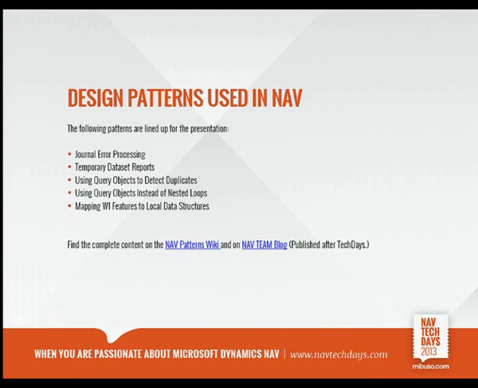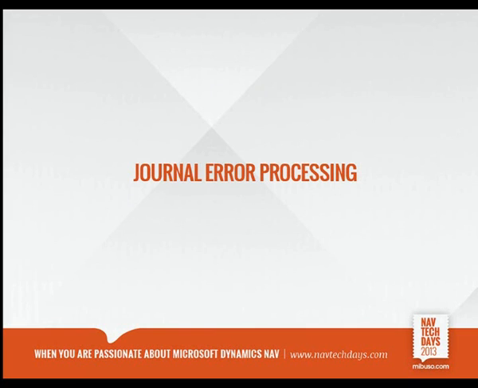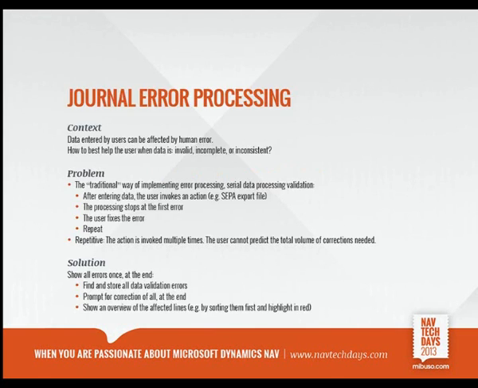So pattern number 1. It's called journal error passing. And to give you some context, this is about users entering data into NAV. And like any repetitive process, it can be affected by human error. So maybe the data entered by the user is incomplete, incorrect, or just inconsistent with whatever is in the rest of the system.